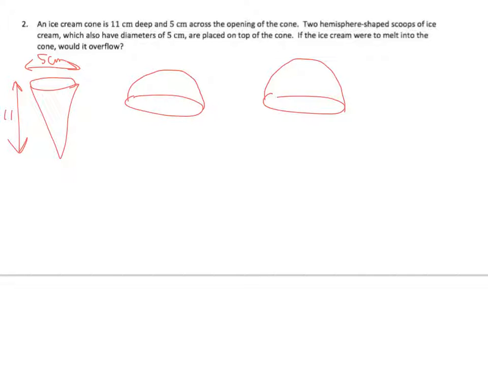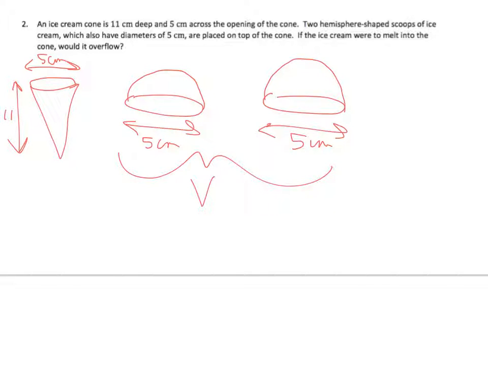2 hemisphere-shaped scoops of ice cream, which also have diameters of 5 centimeters, are placed on top of the cone. If the ice cream were to melt into the cone, would it overflow? So we're trying to figure out how the volume of these together compares to the volume of the cone. So let's do the volume of the cone.